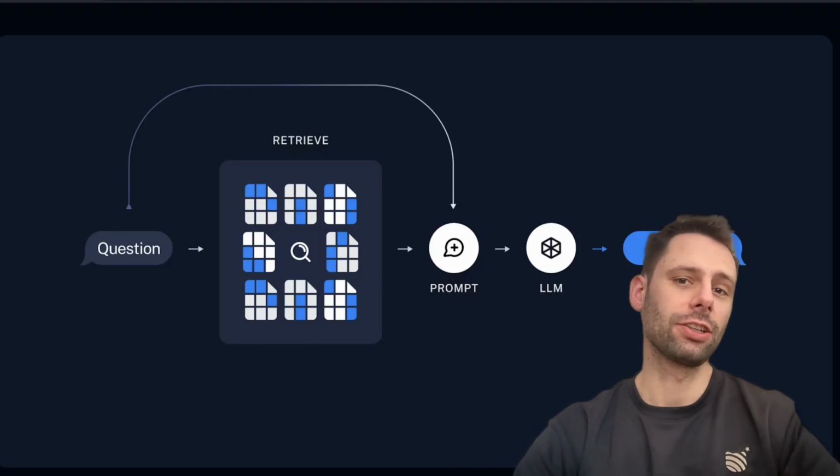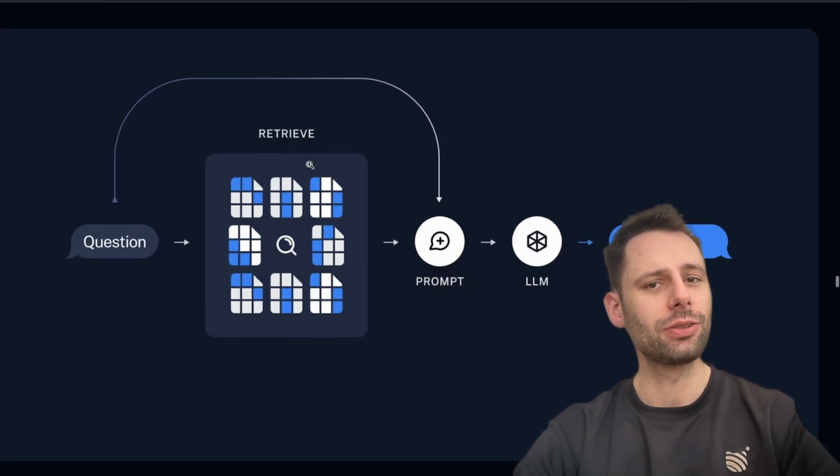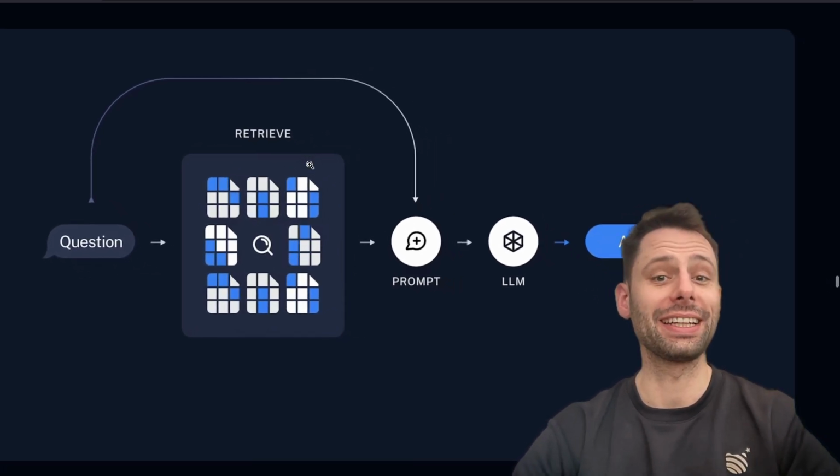Every AI model has a knowledge cutoff. At some point, training stopped. Everything after that date, the model just doesn't know. RAG is how you fix that without retraining a single thing.